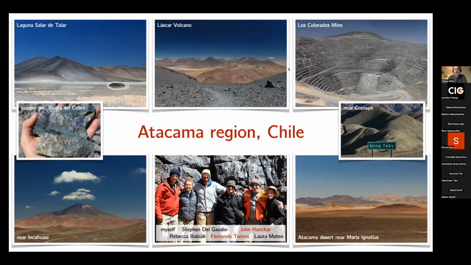For example, the view up here, which really looks like some foreign planet, is taken from the top of Lascar volcano at 5,500 meters. And it's just absolutely mind-blowing. But this region isn't just known for its stunning desert landscape, but it's also one of the most active mining areas in the world. And for example, here is one of these magnetite-apatite deposits, which is being mined in a huge open pit mine.